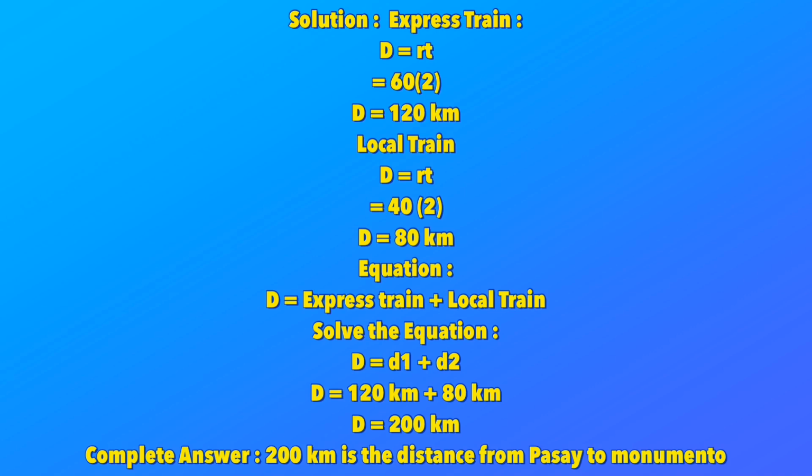So our equation is distance equals the express train plus the local train. Distance equals the distance of the express train first, and the second distance is the local train. So the distance covered by the express train is 120 kilometers, and for the local train is 80 kilometers. What we have to do is to add. So the distance covered from Pasay to Monumento is 200 kilometers. So therefore our complete answer is 200 kilometers is the distance from Pasay to Monumento.